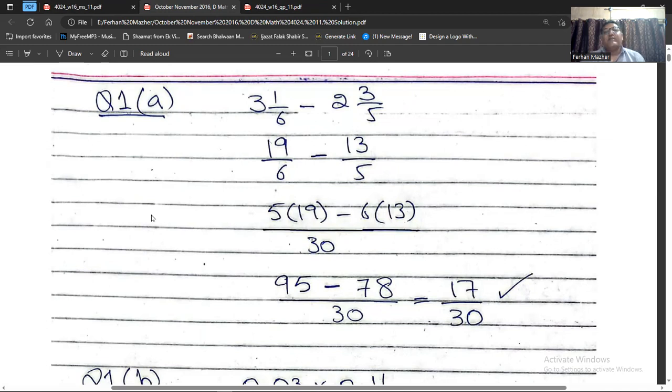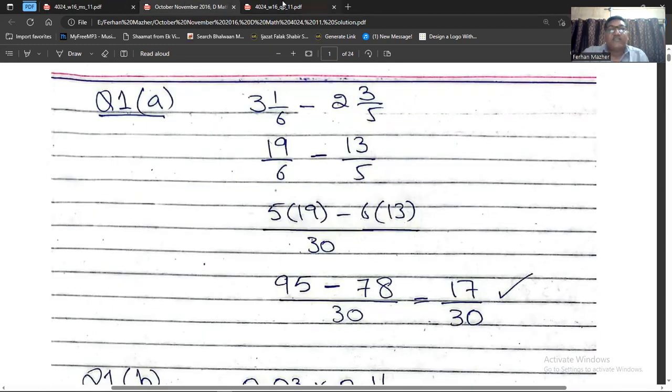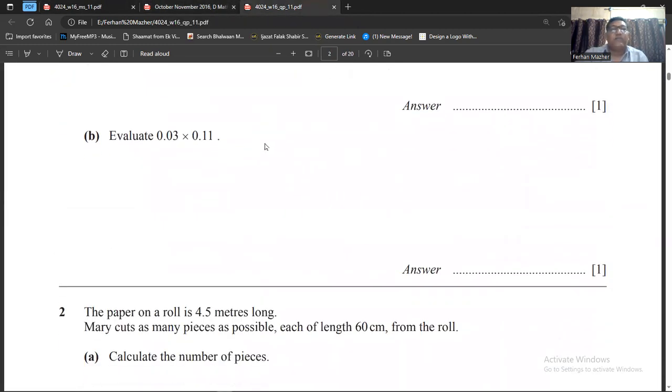So you will have 95 minus 78. That's 17. 17 divided by 30. So 17 divided by 30 is the answer. So our answer is right. So question number 1, it's B part.